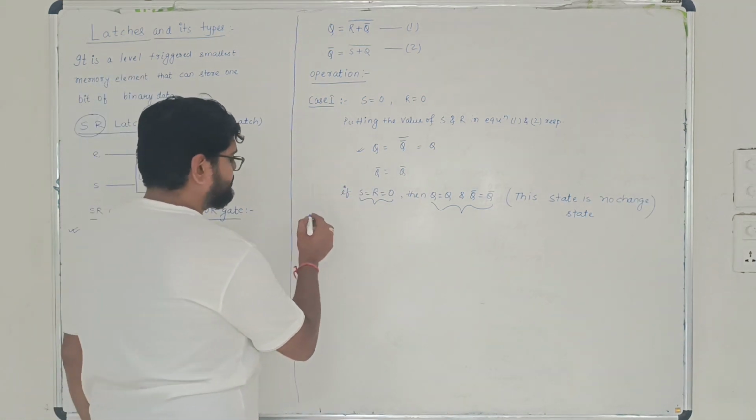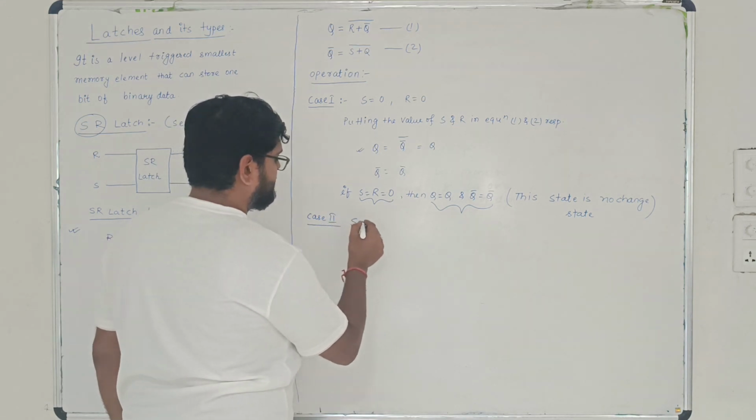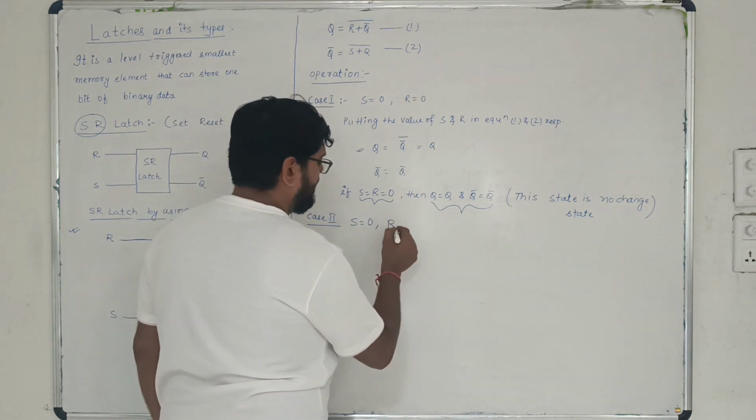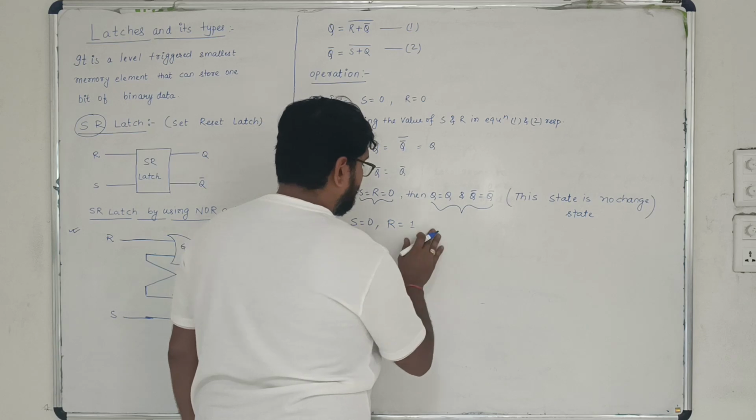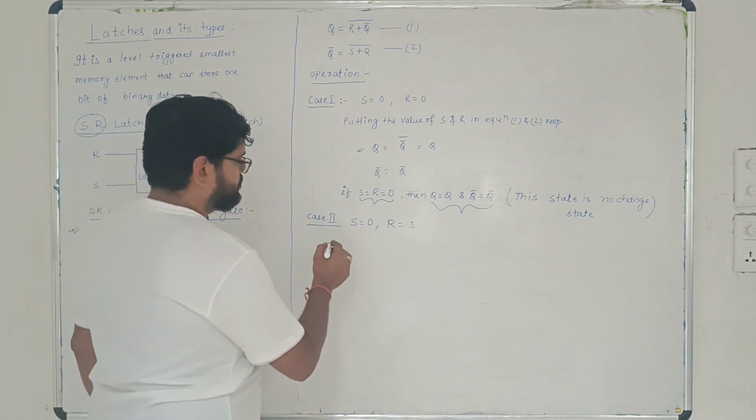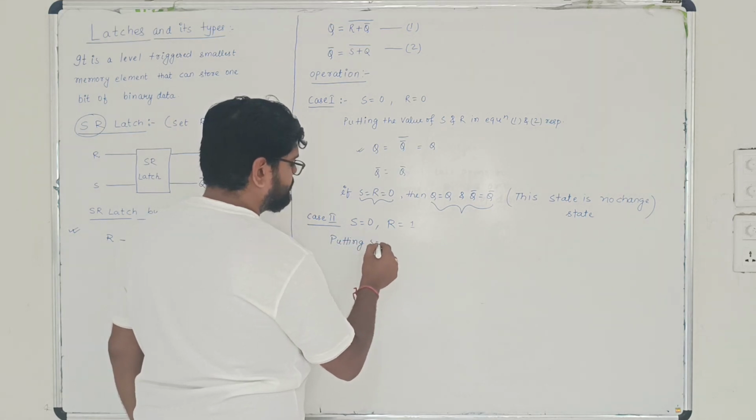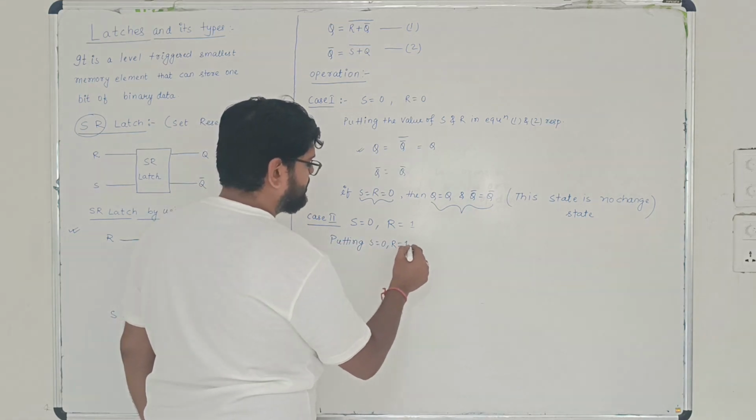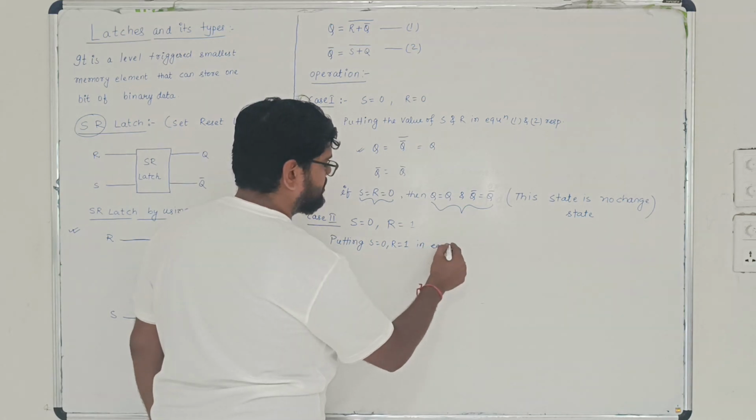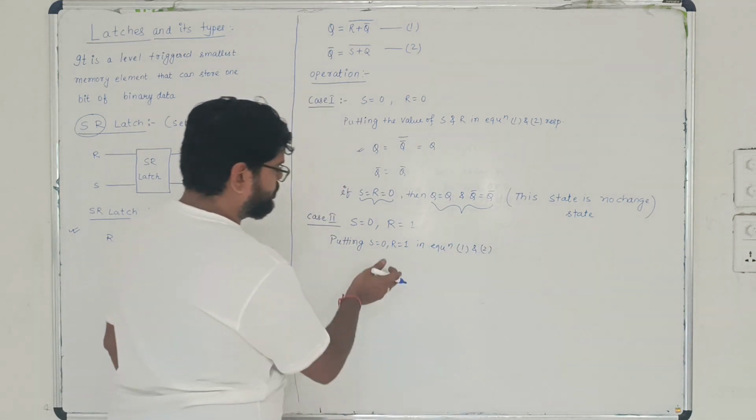Now, coming to case 2. What is case 2? Case 2 is S equals to 0, R equals to 1. And at that time, we'll try to see what happens to expressions 1 and 2. So we'll write once again, putting S equals to 0, R equals to 1 in equations 1 and 2. Just put up these values.